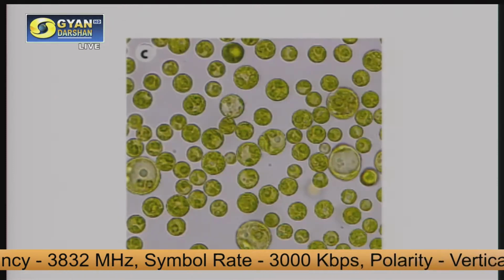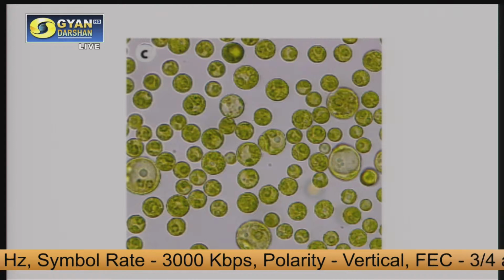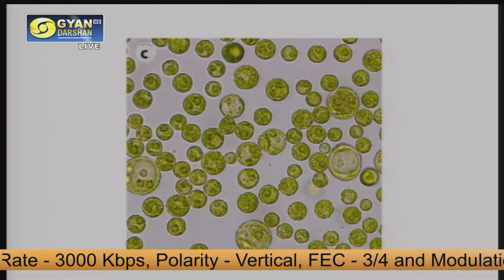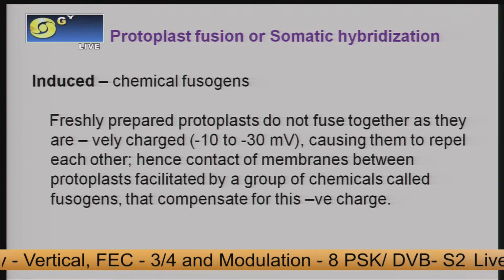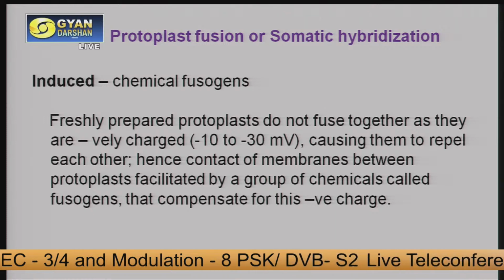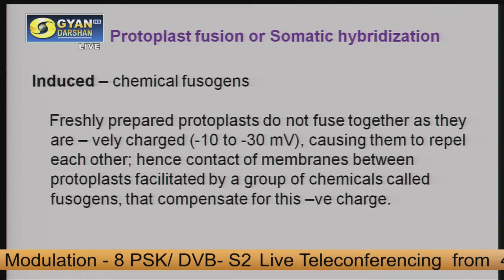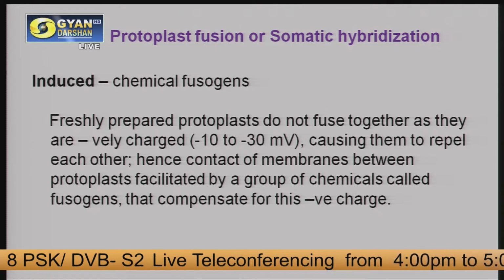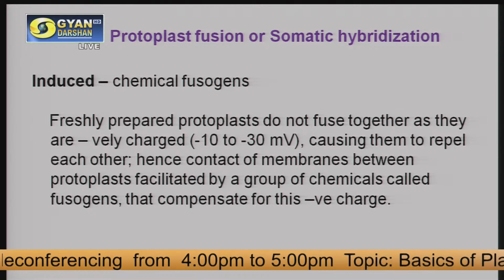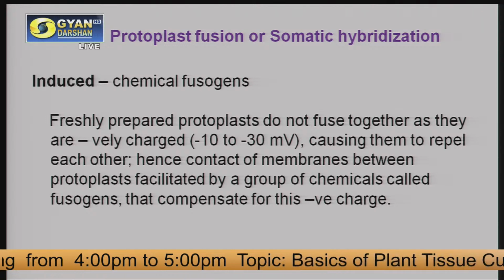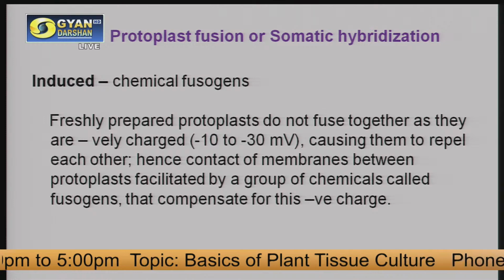So this is actually the figure for protoplast, that is isolated protoplast. Now you can actually fuse the protoplasts using certain chemical agents which are known as the fusogens. One such very important chemical agent is known as polyethylene glycol. Now why do you fuse protoplasts? To overcome the incompatibility barrier.